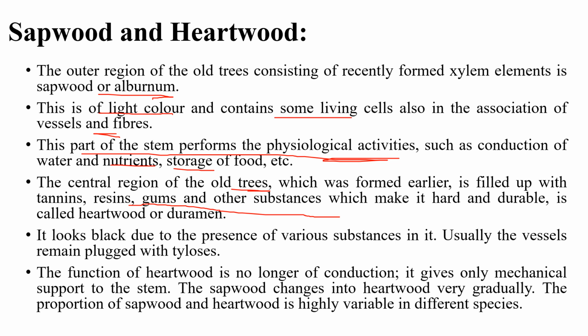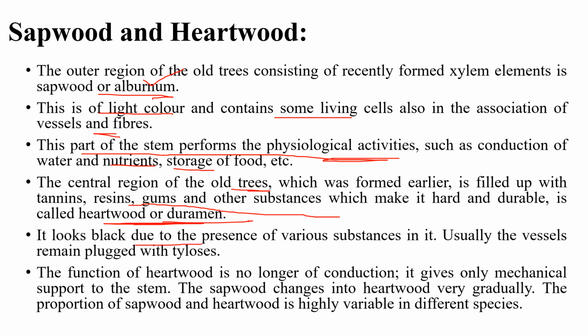The central region of an older tree was formed earlier and is filled up with tannins, resins, gums and other substances which make it hard and durable. It is called hardwood or duramen. The outer part which is recently formed and contains many living parts is known as sapwood or alburnum, and the central part of the stem or older tree trunk is known as hardwood or duramen.